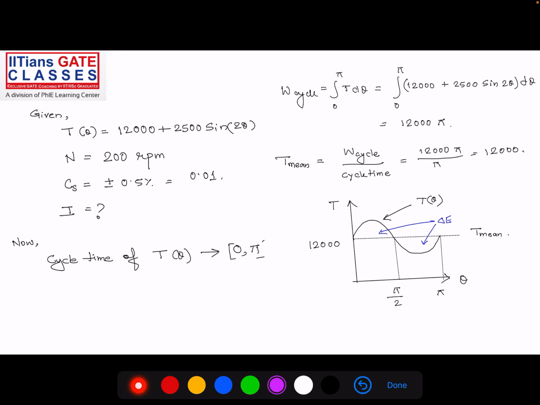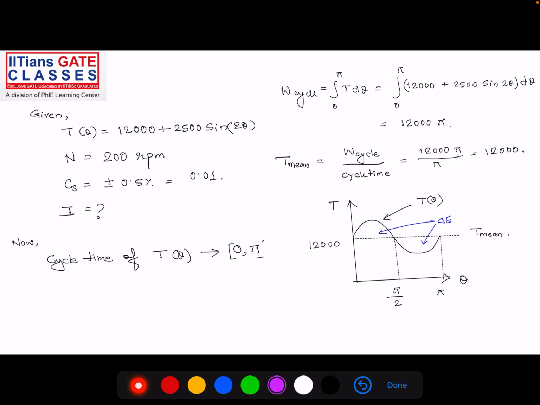So we will not do it again. So what is the cycle time of sine theta? By cycle time, I mean time period. So what is the time period of sine theta? The time period of sine theta is 2 pi.